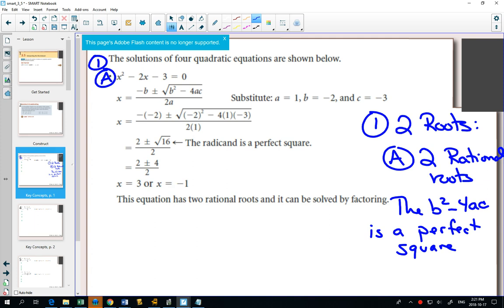If you want to highlight that in the example where that shows up, it's right here. We simplified the b squared minus 4ac, we get 16. 16 is a perfect square. That means you can take the square root of it and get 4. And then because you have 2 plus 4 and 2 minus 4, both of those answers will be rational numbers.